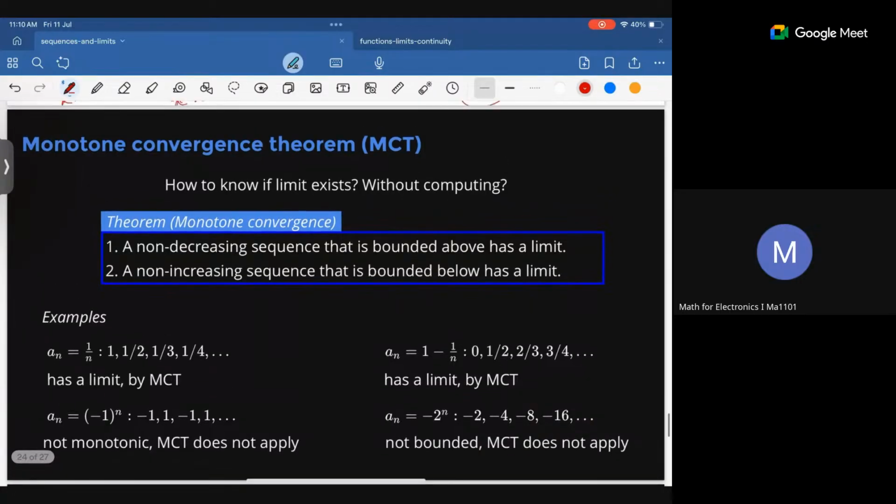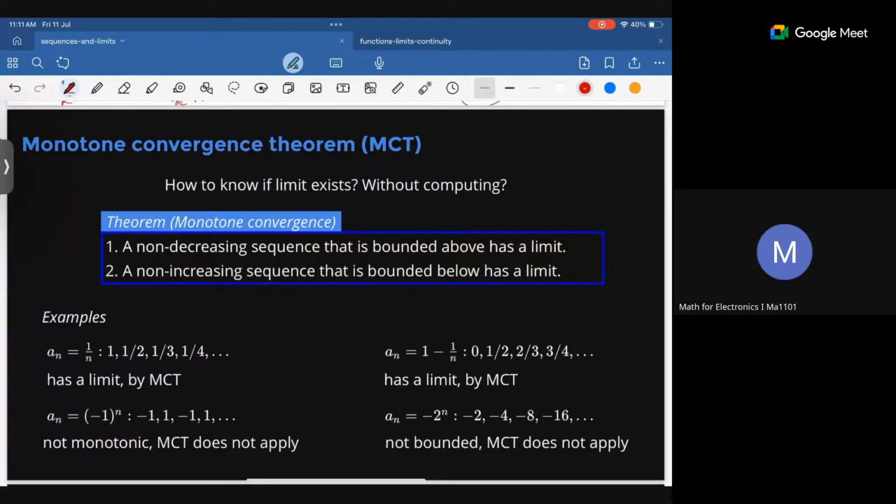But let us spend some 5 minutes on this monotone convergence theorem. Again, here also I'll give you some shortcuts. Don't bother too much about the math behind this monotone convergence theorem, but we should all understand how to use this MCT. This MCT helps us to compute the limits of some recursive sequence relations. What does this MCT say? Any non-decreasing sequence that is bounded above has a limit, and any non-increasing sequence that is bounded below has a limit.